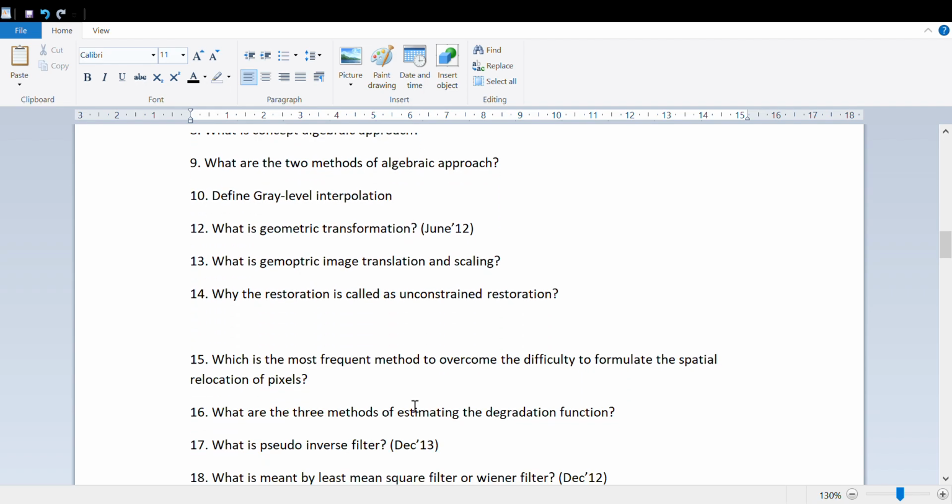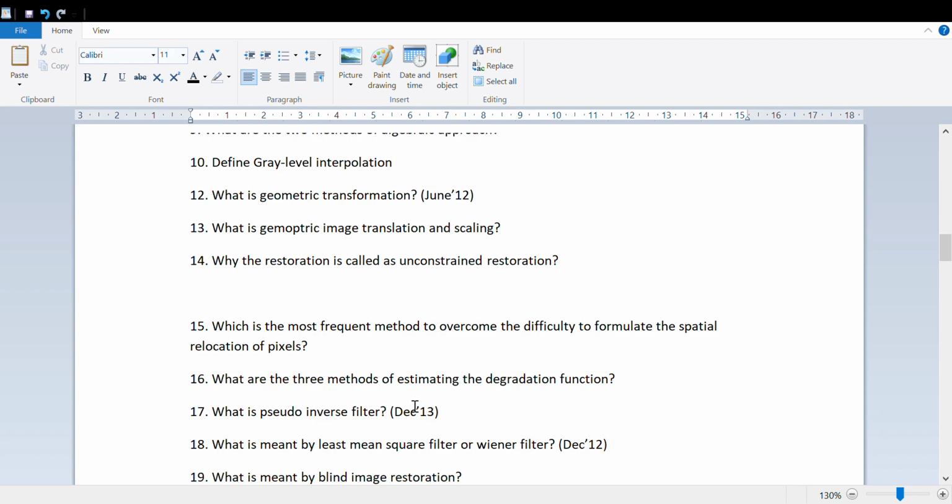What is the most frequent method used to overcome the difficult spatial transformation of pixels? What are the different methods of estimation of the degradation function? What is a pseudo inverse filter? What is meant by mean square error or linear filter? What is meant by blind image restoration?